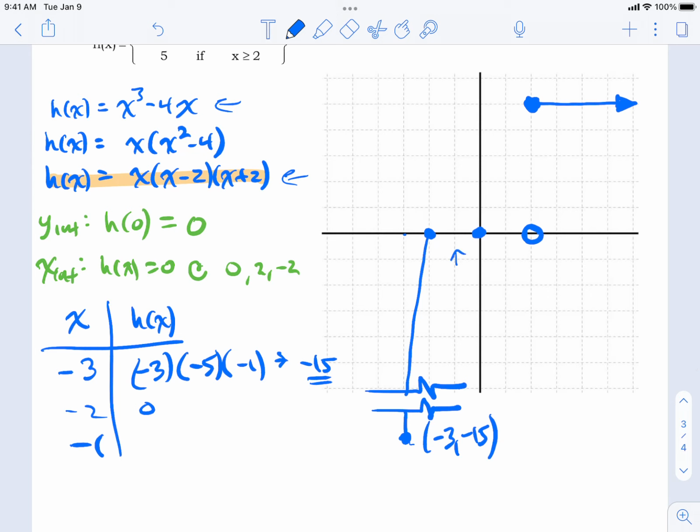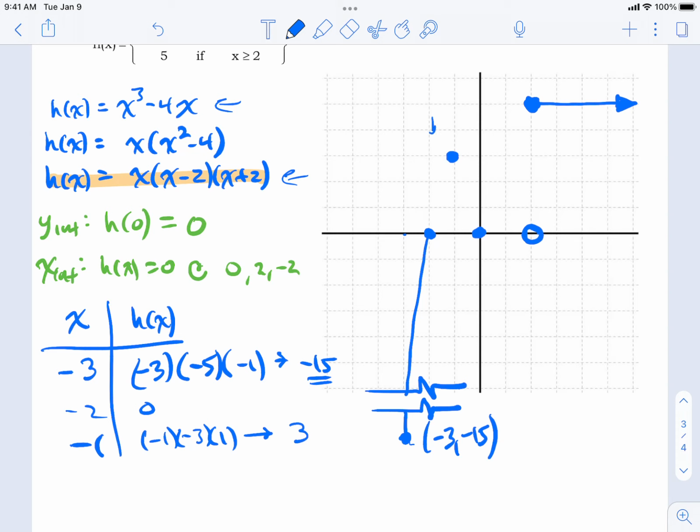When x is at negative 1, now what's happening? Well, again, I like to plug into my bottom form here, my factored form. So x is negative 1. Negative 1 minus 2 is a negative 3. Negative 1 plus 2 is a 1. That's giving me y equals 3. Okay. So it goes up to there. Cool. I wonder if that's as high as it goes.